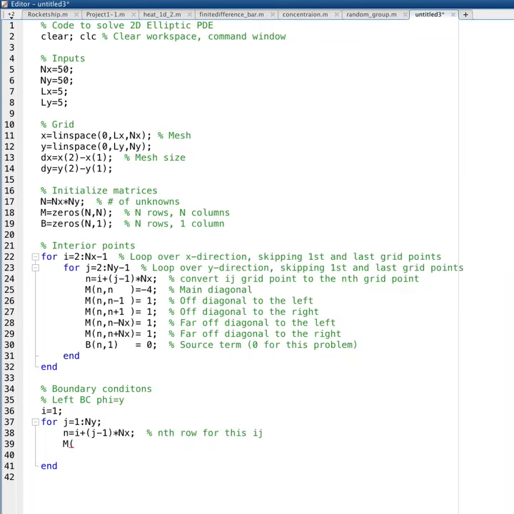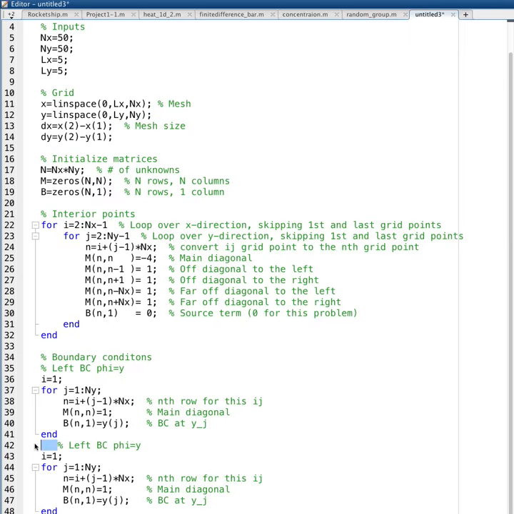So to put a 1 on the diagonal, I'm going to do n comma n is equal to 1. This is the main diagonal. And then in the B matrix, in n comma 1, I put my boundary condition, which in this case is y of j, the jth y. So this is the boundary condition at the jth y. Okay, so that's how we can write the boundary conditions for the left side of our domain. I'm going to copy this, and we're going to do the right side of the domain, because the right side is going to be very similar to the left.